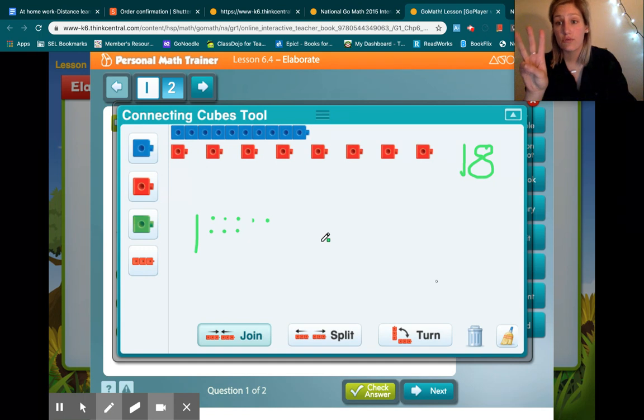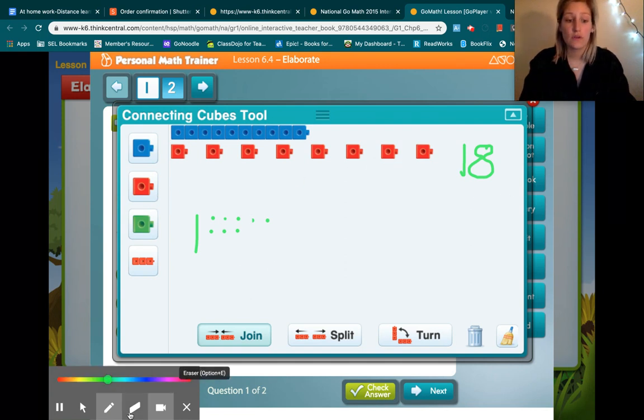So here are 3 different ways to show 18. One with the connecting cubes. This is one group of 10 and 8 ones. One with a quick picture. This is one group of 10 and 8 ones. And one with just the plain old number 18.